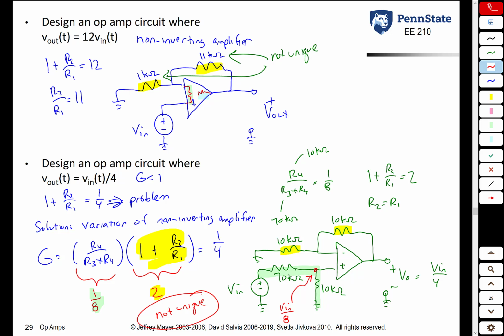The second example raises a good question. If you want a gain less than 1, why not just something like this? If you wanted the output voltage to be 1/4 of the input voltage, why not something as simple as this?